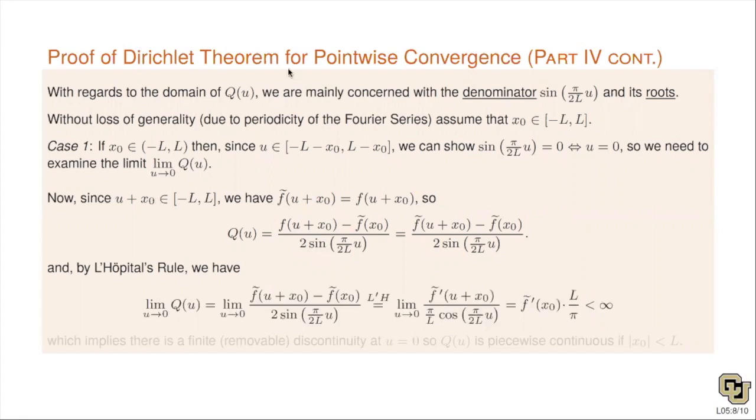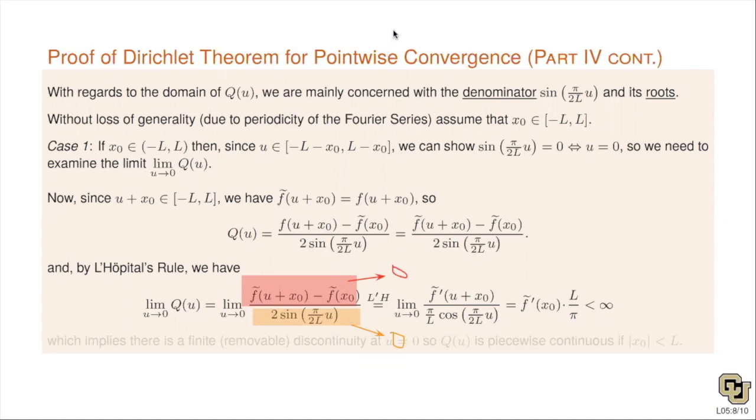You know, send u to 0. So here u is the variable. Be careful, u is the variable. So in the numerator, when u goes to 0, I get f tilde of x naught minus f tilde of x naught. So this entire numerator term goes to 0. And similarly, the entire denominator term, when we send u to 0, that goes to 0. So I get 0 over 0. And you remember Calc 1, so we can use L'Hopital's rule.